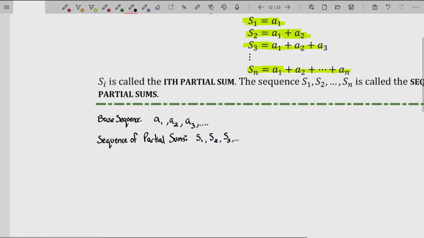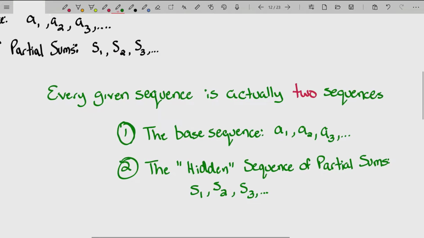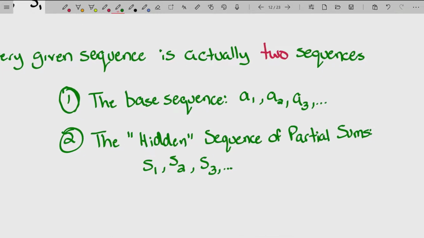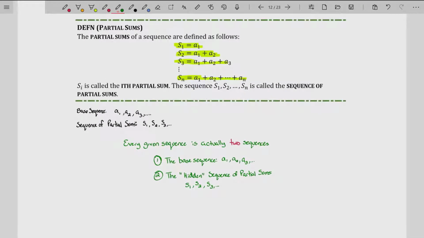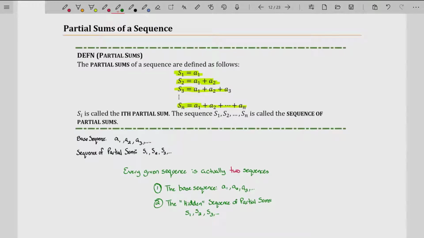So this is an important note to consider. Every given sequence is actually two sequences. It is first and foremost just the base sequence you were handed, but then there's a hidden sequence of partial sums behind it. That is critical for you to understand and clarify for yourself from the get-go. That sequence of partial sums is hidden, and it's different than the original sequence. It's actually, in many ways, more important than the original sequence. And that's why I'm letting you know you have to make that clarification in your head as soon as possible. Of course, we will give some examples.